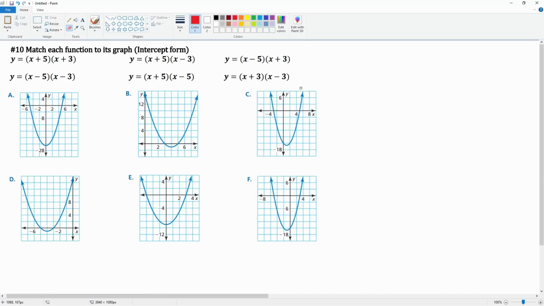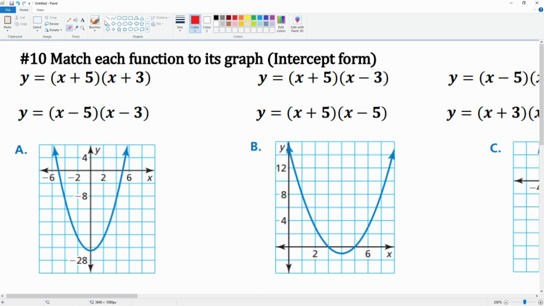Okay, number 10, we're going to match each graph with its function. Let's look at the first one here. To find the x-intercepts, we just have to set this equal to 0 because those are the zeros. And now we can solve. So x is equal to -5, right? -5 plus 5 will make 0. And x is equal to -3. So those are the x-intercepts that we're looking for, okay?